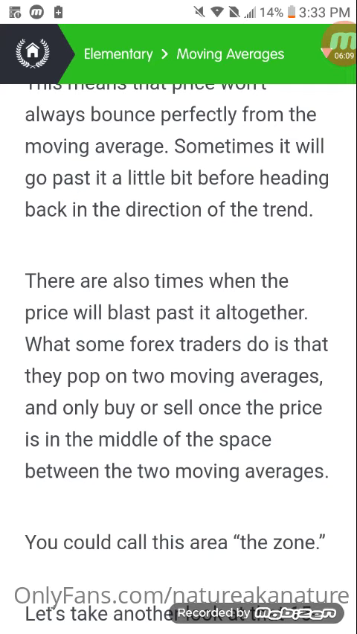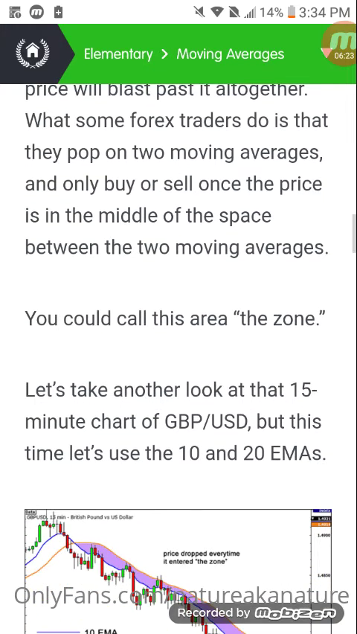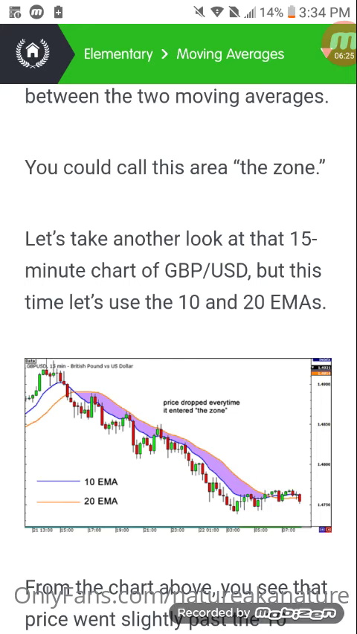What some forex traders do is put on only 2 moving averages, and only buy or sell once the price is in the middle of the space between the 2 moving averages, or once price makes a moving average crossover. You can call these areas zones. So let's take another look at another 15-minute chart period on the GBPUSD. Let's see the 10 and the 20 EMA.